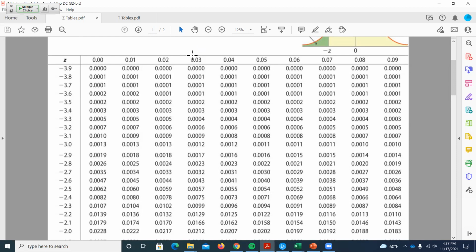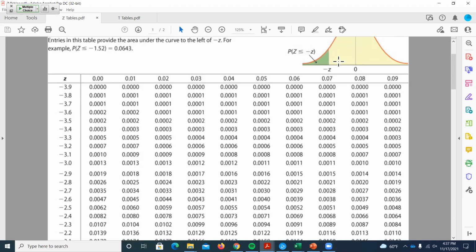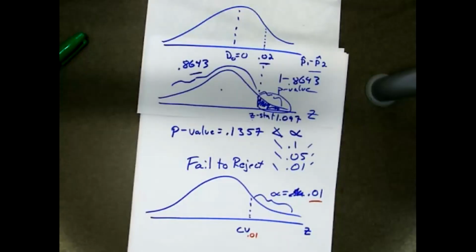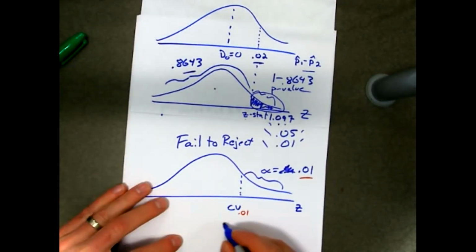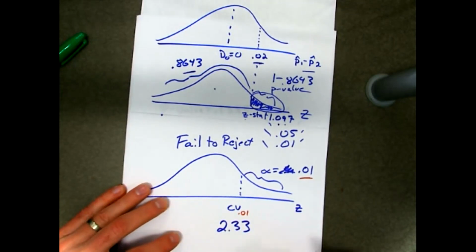However, if I look up alpha, that's always going to be looking at the left side of this distribution. So it's going to give me the value I want, but I had a right-tailed test. So because it's symmetric, it's going to be that same value, but positive. Right? So my critical value here we just found was 2.33.